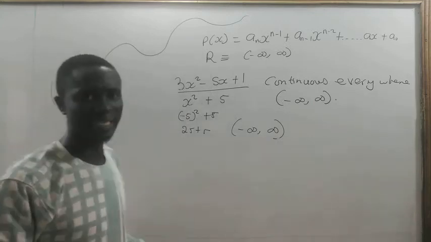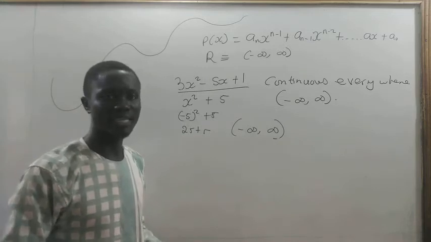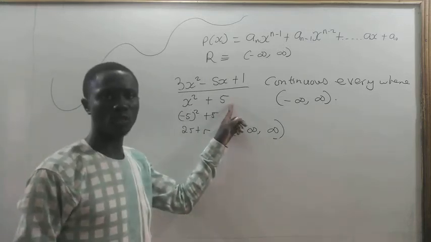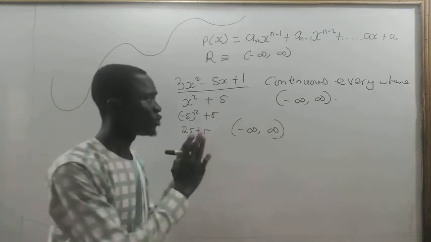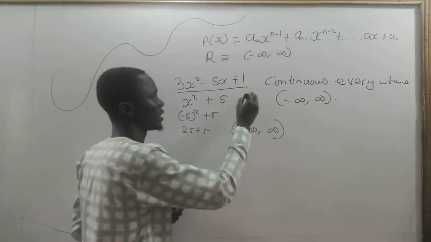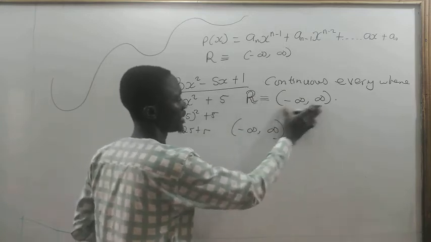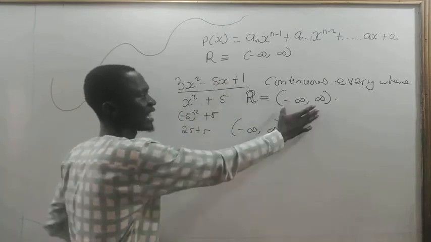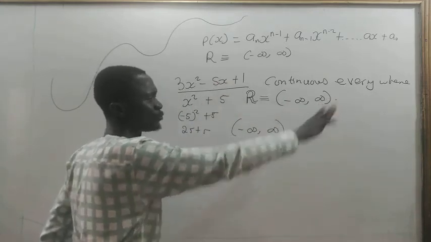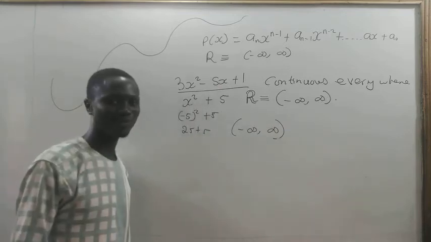So if you hear that rational functions are continuous, except when the denominator is equal to 0, don't go and say that this is not continuous. This is continuous when we are talking about real numbers. So for real numbers, this function is continuous, and the interval of continuity is from negative infinity to positive infinity because of the square that we have there.